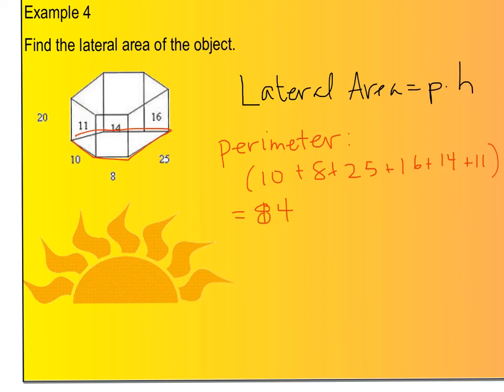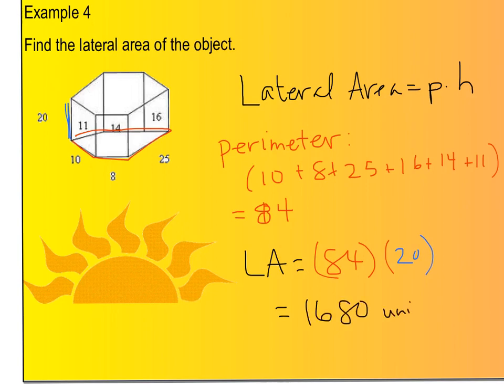Once I have my perimeter, for my lateral area I'm going to take 84 and multiply that by my height, which is 20. And I end up with 1,680 square units.